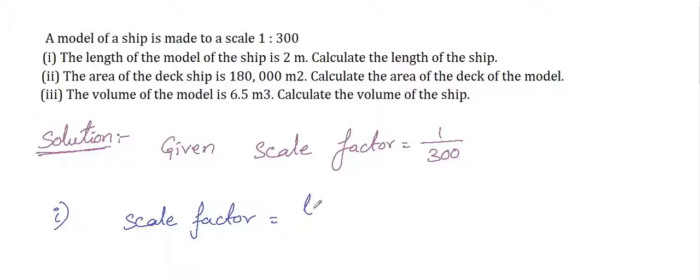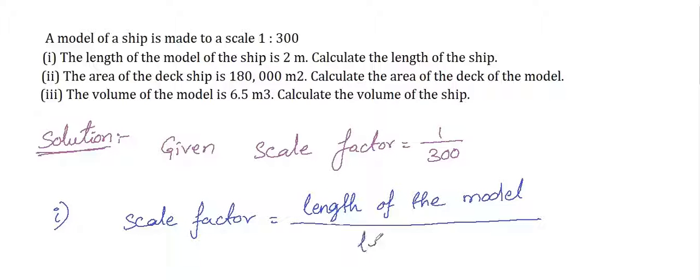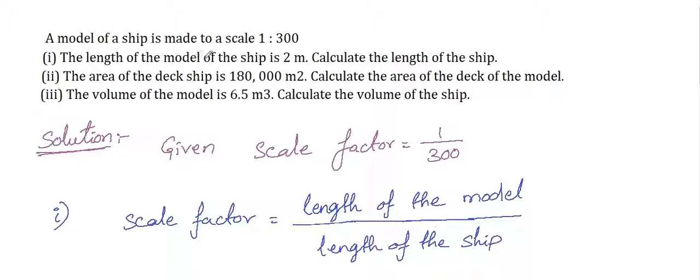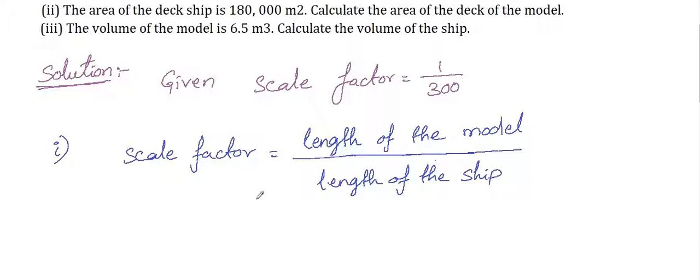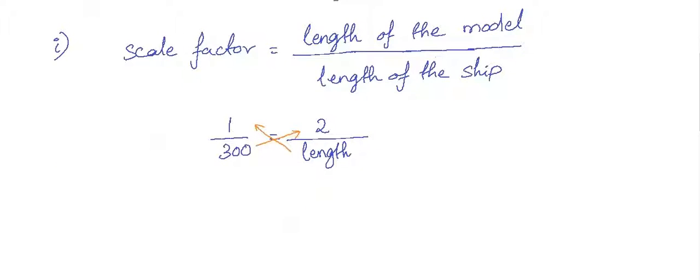Given length of the model is 2 meters. So scale factor is equal to length of the model divided by length of the ship. So scale factor is 1 by 300, length of the model is 2 meters. So just substitute the values and find the length of the ship. So 1 by 300 equals 2 by length of the ship. So just cross multiply and find the length of the ship.